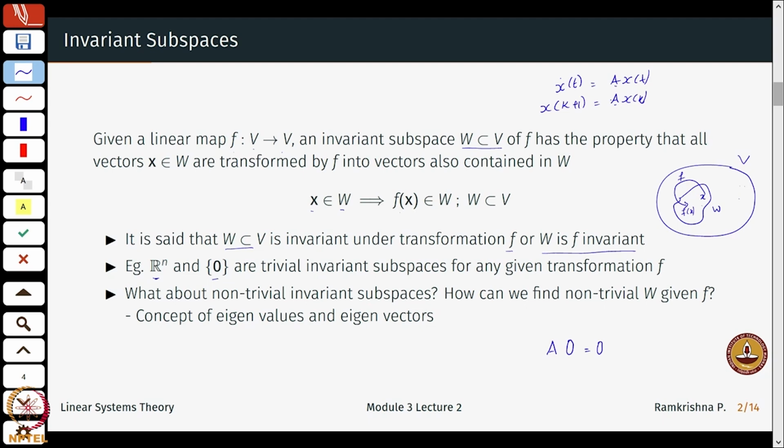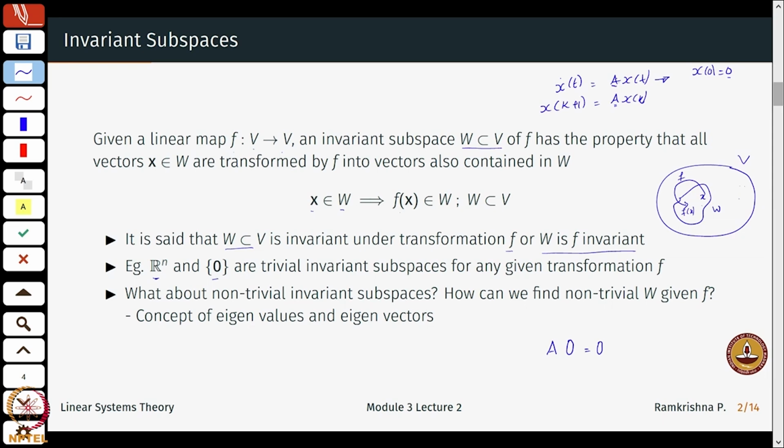What does that mean in terms of solutions? So, what is the solution of this equation starting from an initial condition x of 0 equal to 0? It will always be at 0. Any other initial condition, the way the system behaves will depend on this matrix A, right. So, similarly for here, if the initial condition is 0, this transformation will be at 0. So, the origin is also an invariant subspace.